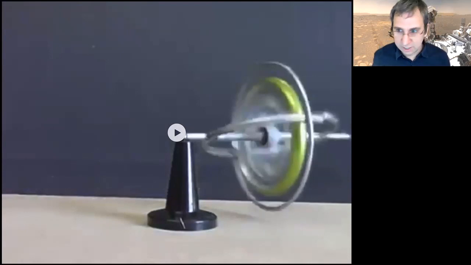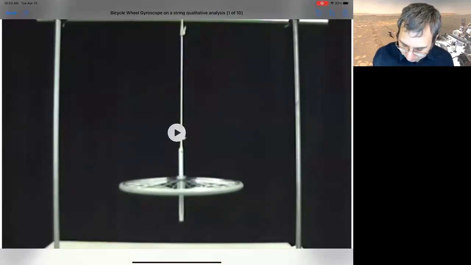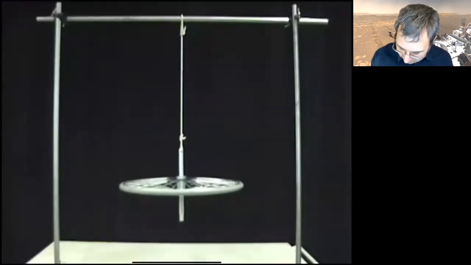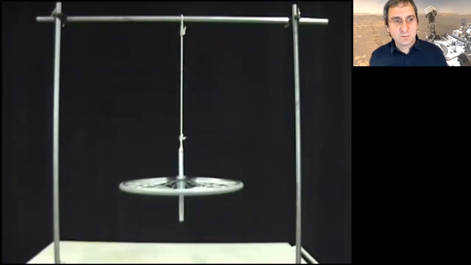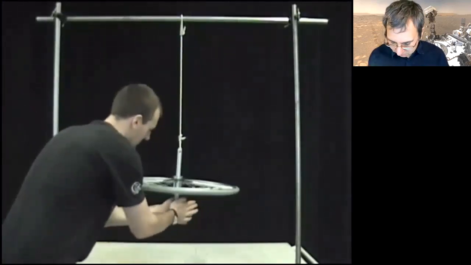We could do another case just to see what's going on here. That pivot point, actually, it doesn't matter if it's on a stand. If you start with that thing not moving, it doesn't matter what it is. So this could be at the end of a string. So there's this other video. I think this one has sound. Got a bicycle wheel hanging from a rope. It's sort of like a giant version of the gyroscope.